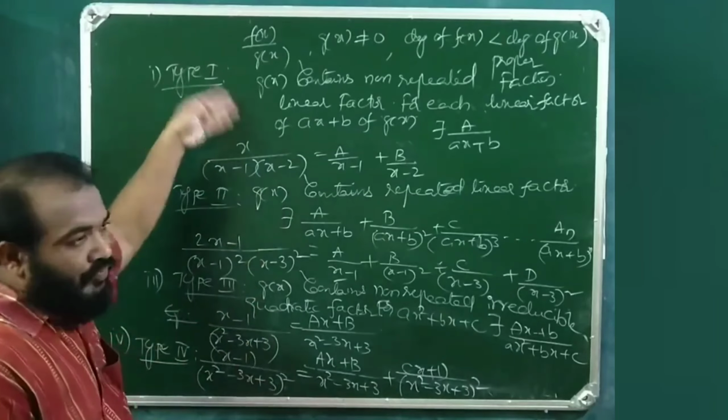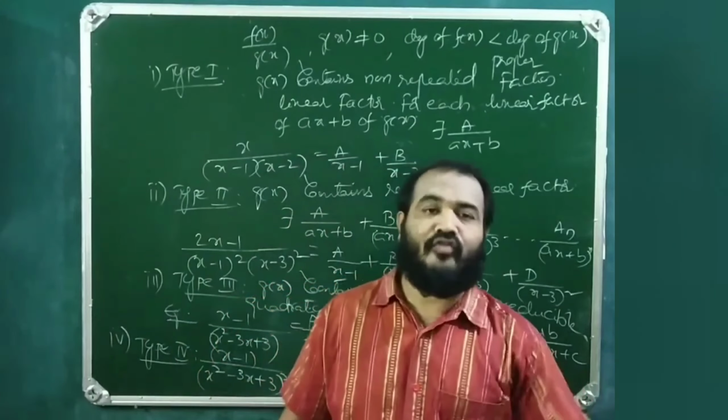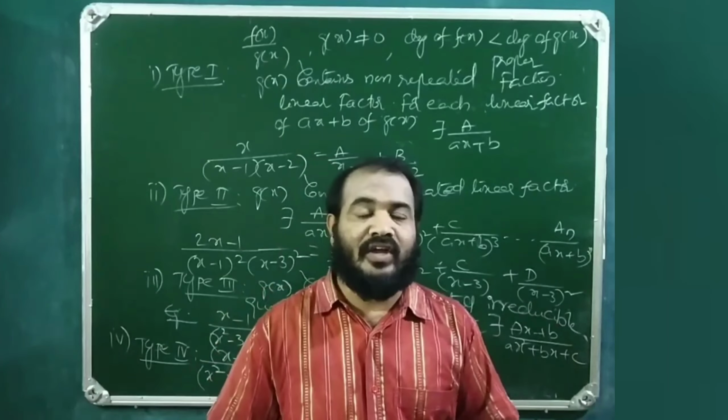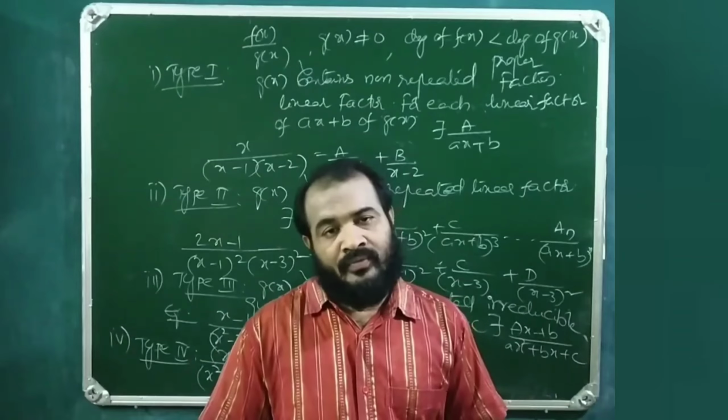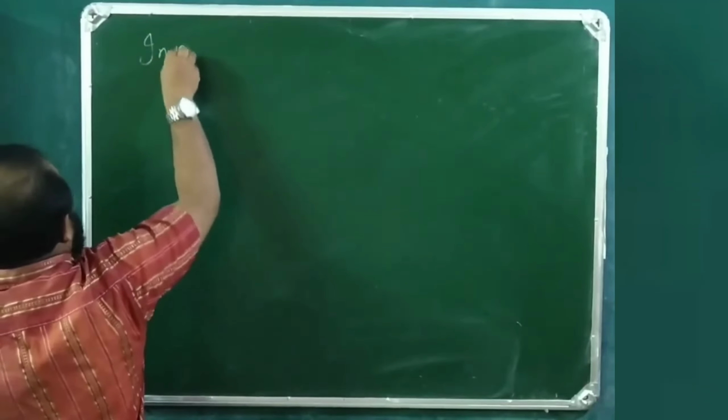So these 4 types are for a proper fraction. So what if an improper fraction is given and we are asked to find the partial fractions for that? So, improper fraction.